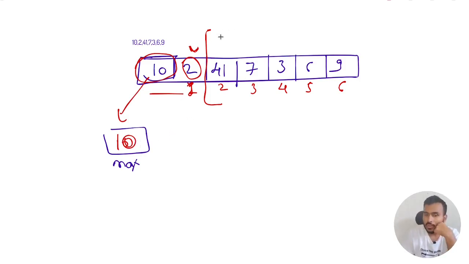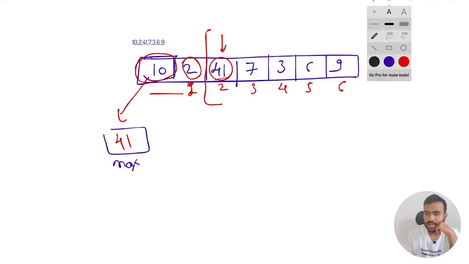Now again we are continuing our iteration. So now we are at this position. Now at this position you can see the element that we have is 41. Now 41 is definitely greater than 10. So we can say that 41, which is the current element, is greater than the old maximum or the current value of max. So we'll simply replace the current value of max with the new maximum that we are getting, which is 41.